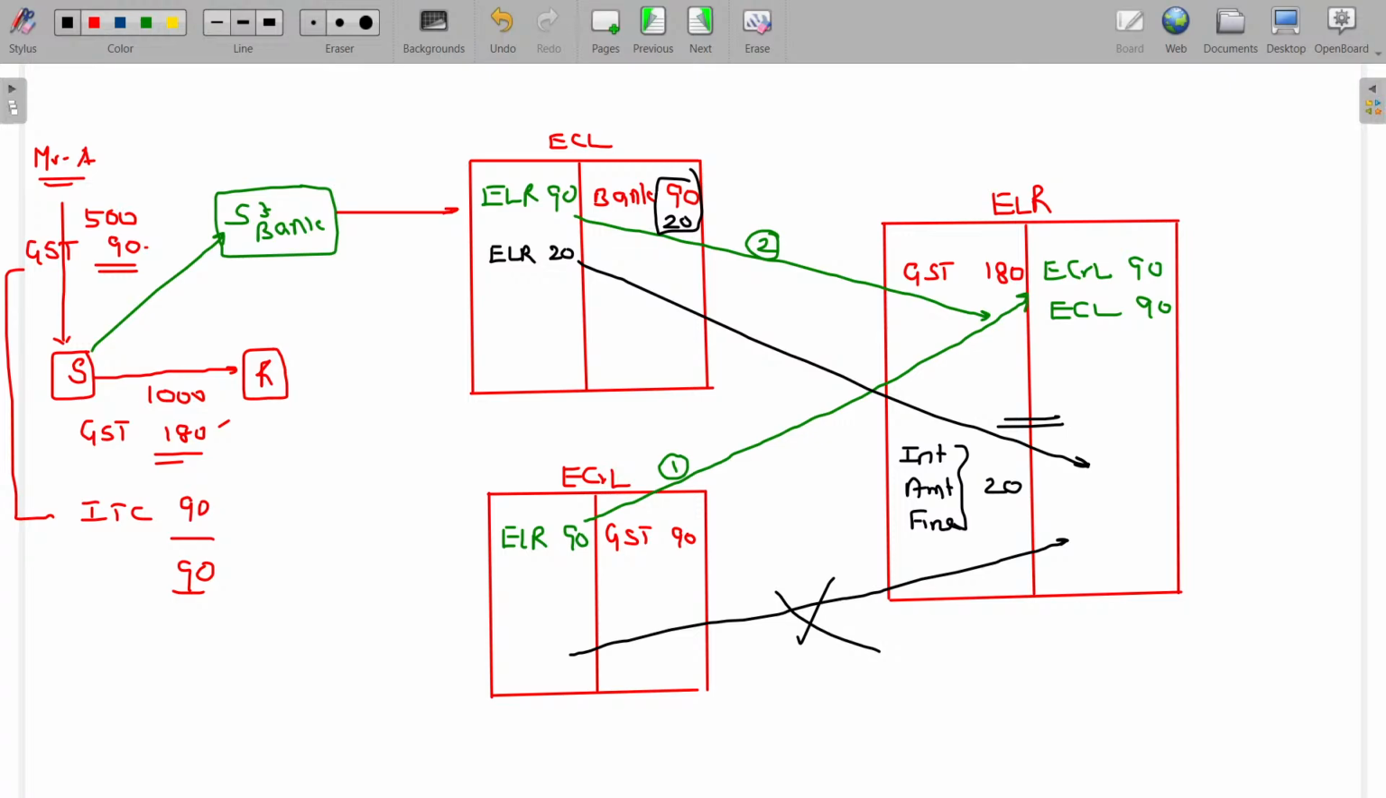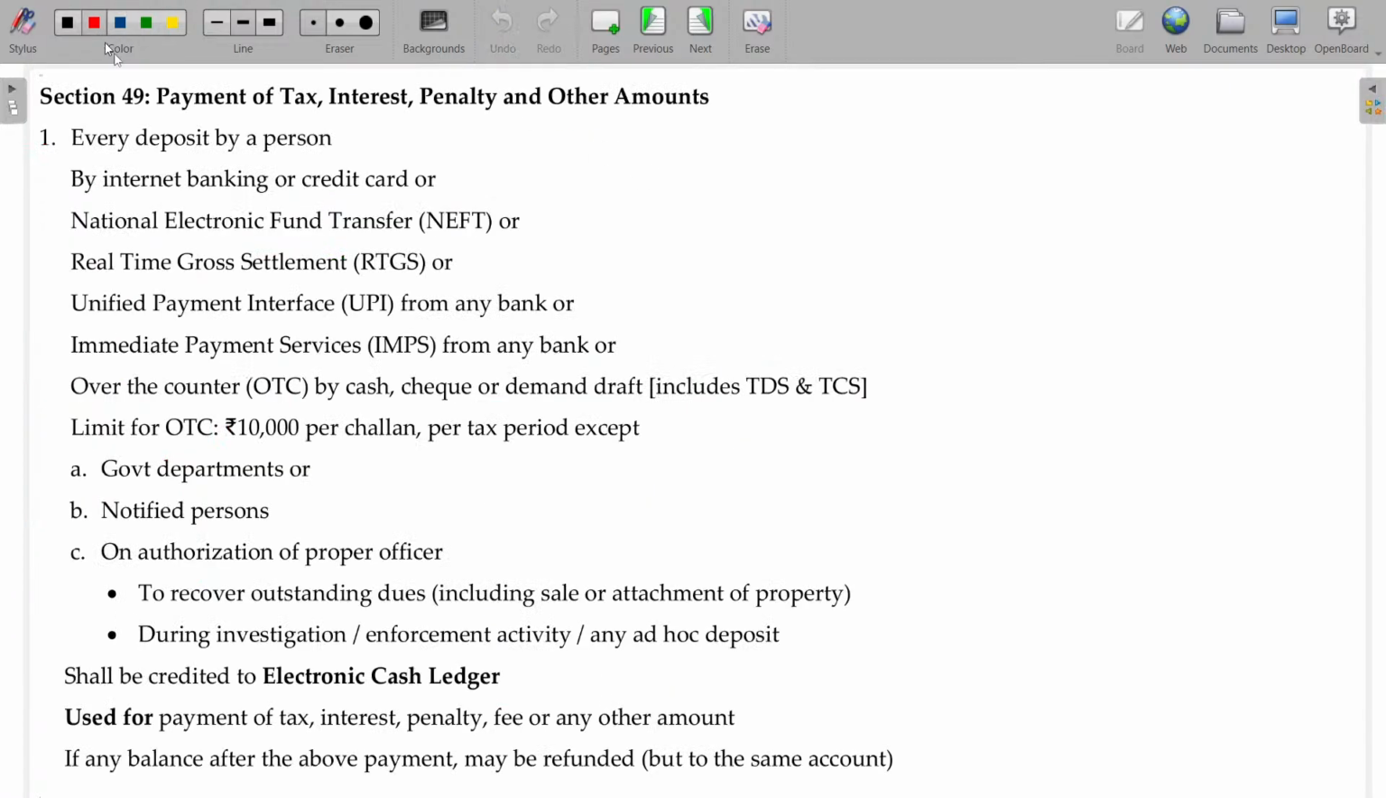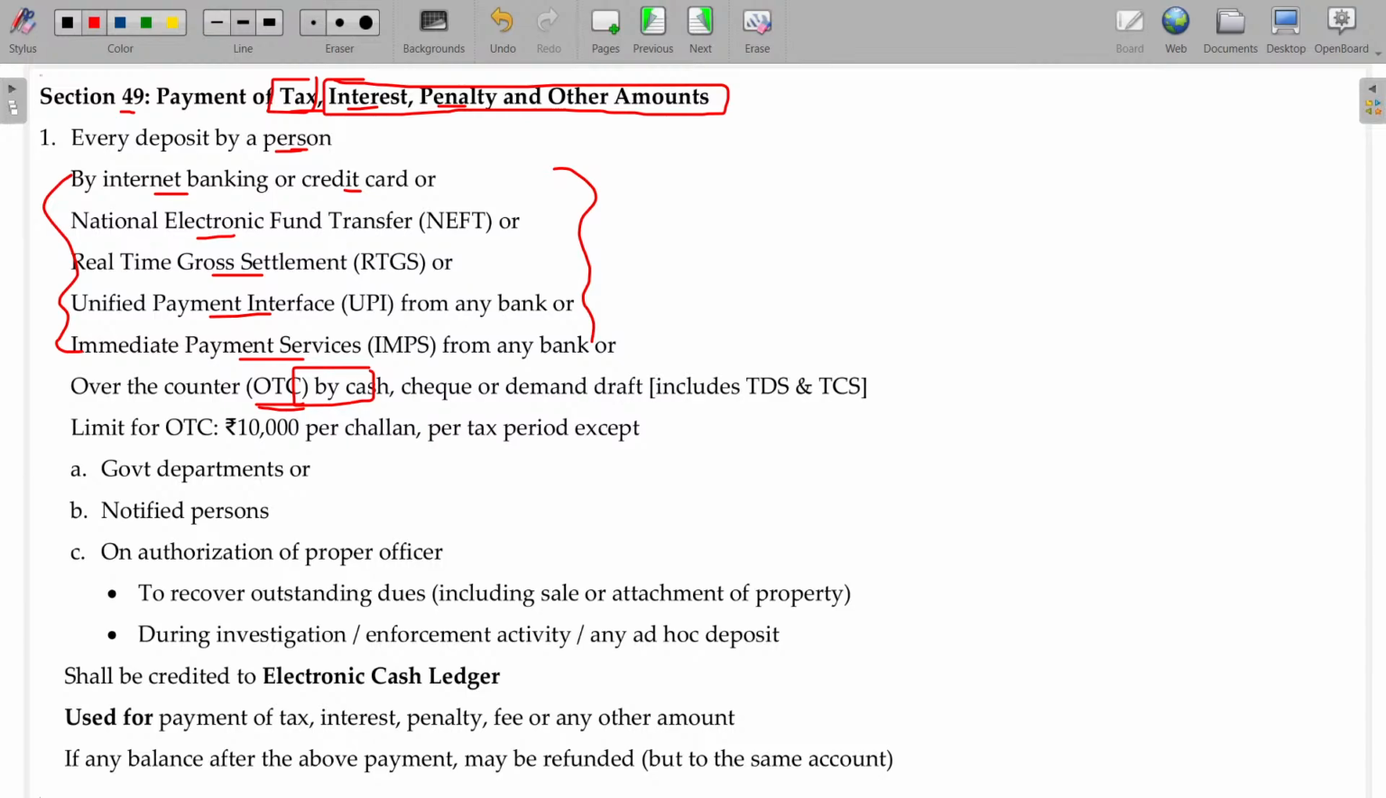Clear? Let's see. Section 49, payment of tax, interest, penalty and other amounts. Tax is separate, interest, penalty and other amounts separate. Every deposit by a person by internet banking, credit card, NEFT, RTGS, UPI, IMPS, in all these modes, and even over the counter by cash. But in case of over the counter, only 10,000 per challan per tax period is applicable.